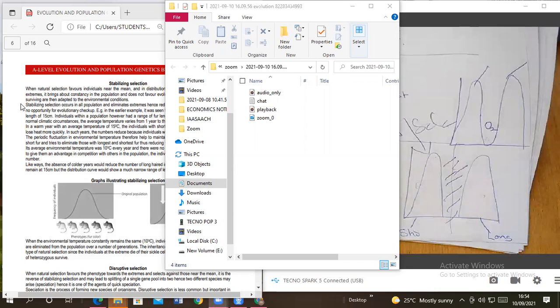Therefore, one effect of disruptive natural selection is that it leads to discontinuous variation because it will eliminate intermediates. Therefore, we get two distinct groups, categories of individuals, because our environmental conditions keep on changing from side to side. Have you understood that? Yes, sir.